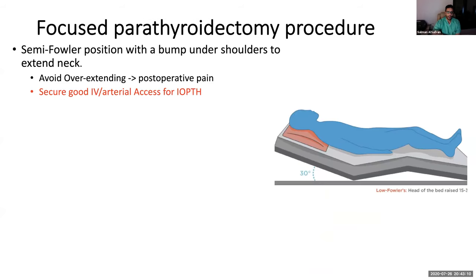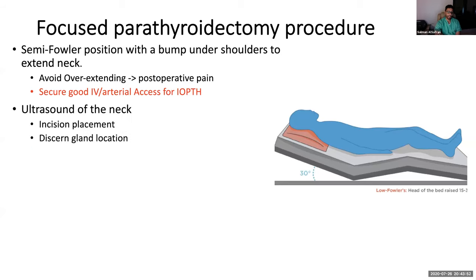All right, so now briefly, I'm gonna talk about how I would do a focused parathyroidectomy. Patients would be placed in the semi-Fowler position with a pump under the shoulder to extend the neck. I avoid overextending the neck. I think it helps with postoperative pain. So far, none of my patients have complained of shoulder pain. Before you start the surgery, make sure you have good access because you're gonna be drawing multiple blood samples, okay? If needed, you can place arterial access to get your intraoperative PTH. The last thing you want is to identify the gland and then spend 30 minutes trying to get access.